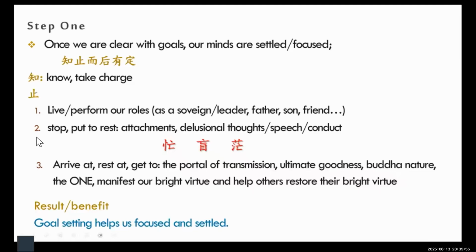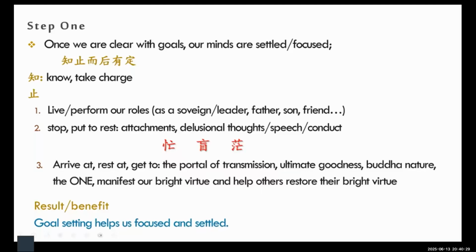Okay, so now we know our goal is what? To arrive. The third meaning is arrive at, or rest at, or get to the portal of transmission. It's the ultimate goodness in us, the Buddha nature, the one. And so our goal is, on one hand, to manifest our bright virtue. On the other is to help others restore their bright virtue. So when we can do that, because we have a goal setting, right?